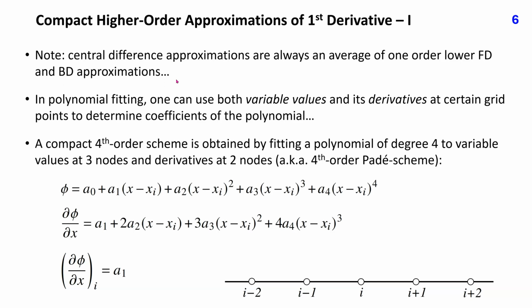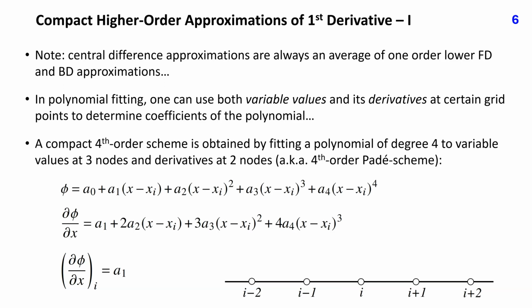In polynomial fitting, one can use both variable values and its derivatives at certain grid points to determine coefficients of the polynomial. A compact fourth-order scheme is obtained by fitting a polynomial of degree 4 to variable values at 3 nodes, I plus 1, I, and I minus 1, and derivatives at 2 nodes, I plus 1 and I minus 1, which is known as fourth-order Padé scheme.